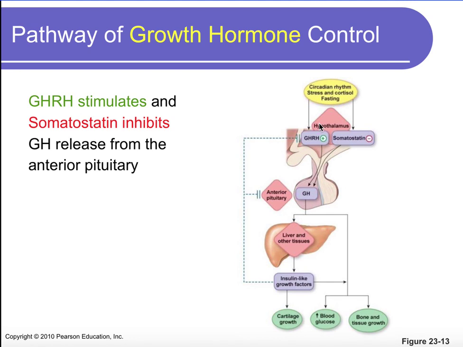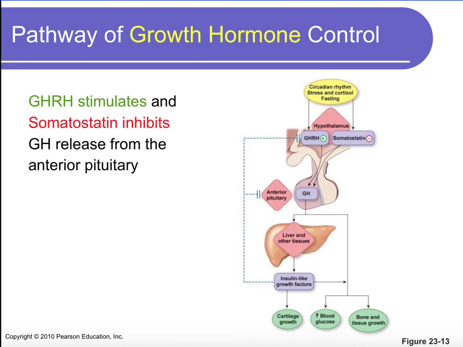So speaking of growth hormone, how is growth hormone released? Again, it's necessary for growth and development, but growth hormone is kind of different in the way that its release is controlled. What happens is the hypothalamus can release either GHRH, which stands for growth hormone releasing hormone, or it can release somatostatin. Now, growth hormone releasing hormone has that little plus. That means it's going to stimulate the anterior pituitary to release growth hormone. Somatostatin has a little negative sign. That means it's going to inhibit the release of growth hormone.